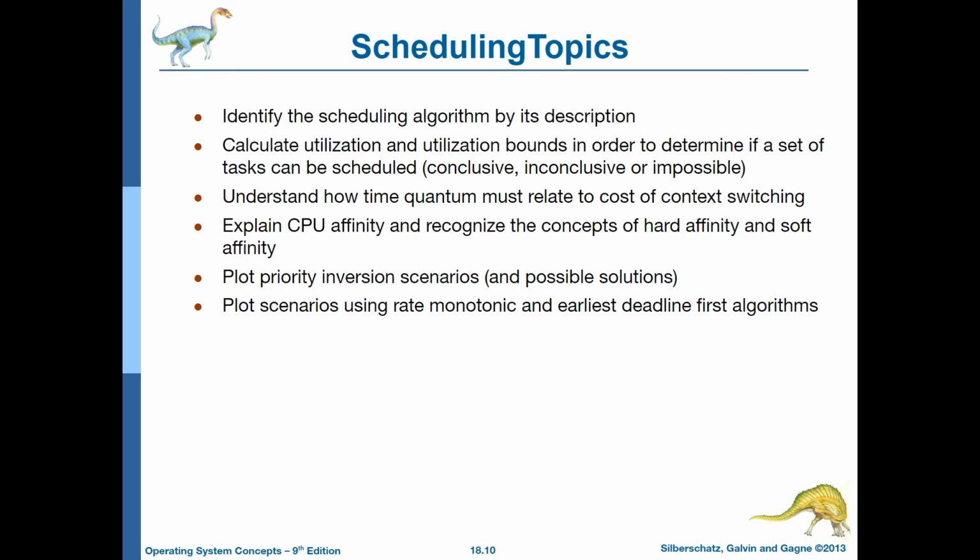Explain how the time quantum must relate to the cost of context switching. You guys did great on that. Here's a question I didn't ask on any of the quizzes, I don't think, but that you might see, which is to explain CPU affinity. I can't remember whether it's in any of the study guides, but you should be able to explain CPU affinity and recognize the concepts of hard affinity and soft affinity. You should be able to, as we went over today, plot priority inversion scenarios and plot scenarios using rate monotonic and earliest deadline first.